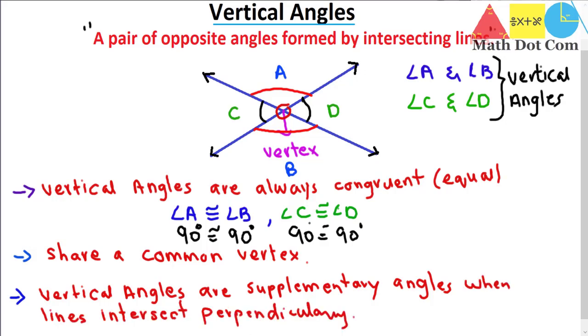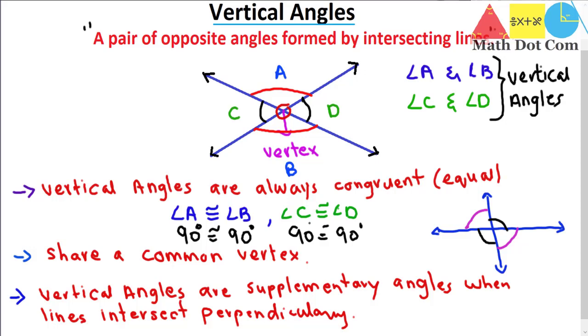Let's see. So I'll draw it like if the two lines are like this, they are also intersecting with each other at a common vertex. So here, if I draw the vertical angles, I can say that this angle and this angle are the vertical angles, and then this angle and this angle are the vertical angles because they are opposite and they are formed by the intersecting lines and they are sharing a common vertex.